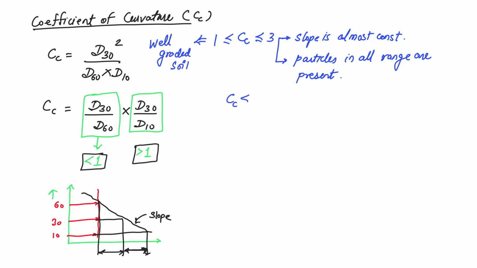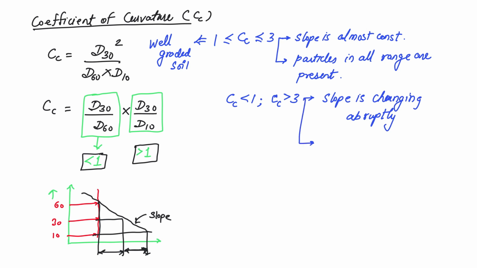But let us suppose the value of Cc is lesser than 1 or the value of Cc is more than 3. What does this mean? It means that the slope is changing abruptly. And such a particular soil in which some particular range of solids are not present is not termed as well graded soil, and that is why it is termed as a poorly graded soil.